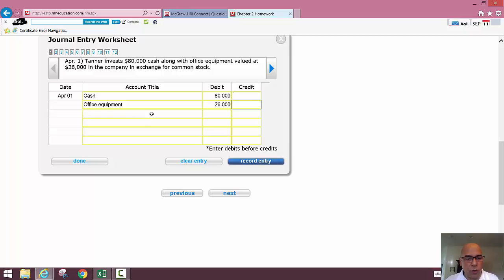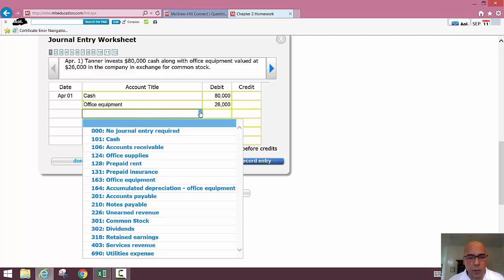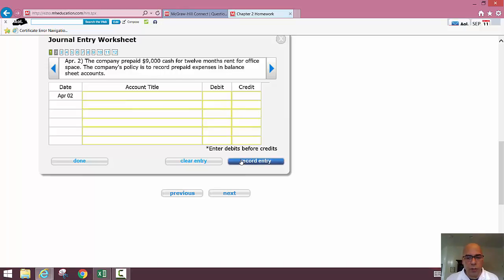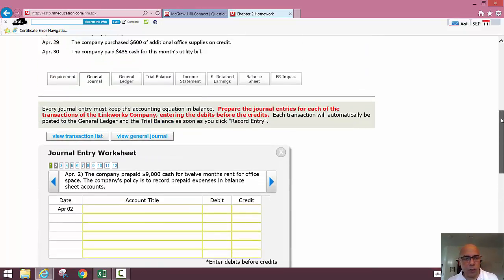And it was in exchange for common stock. So I go to my drop down again. There's my common stock. Pick that up. I put in what? 80,000 plus 26,000 is 106,000, I do believe. Okay, I put that in, hit return, and that looks good, right? My debits equal my credits, and I am ready to record the entry. So I record that entry, and it's going to ask me to go on to journal entry number 2. But what I want to do with this exercise is see how the computer is going to record that entry.